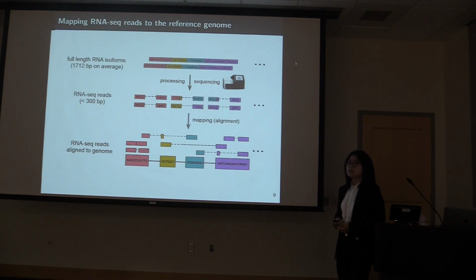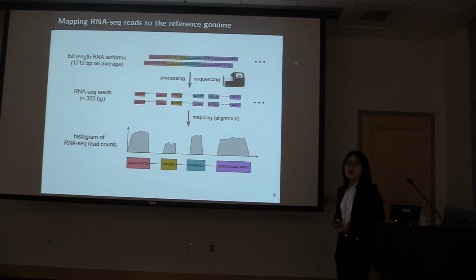Once we get these RNA-seq reads, we can compare the nucleic acid sequences in the reads to the sequences in the genome to determine the starting genomic position of each pair of reads. Based on this information, we can summarize a histogram of RNA-seq read counts for the whole genome by counting the number of RNA-seq reads overlapping with each genomic position.